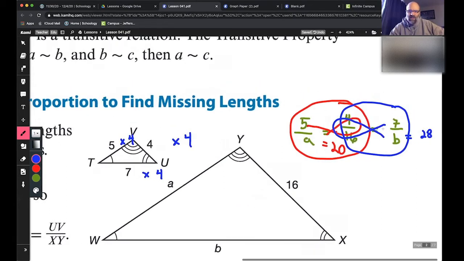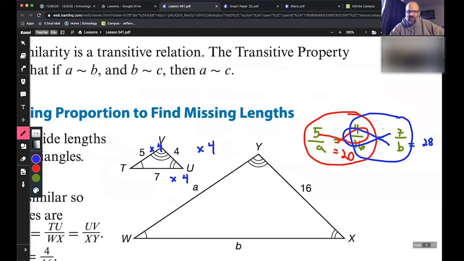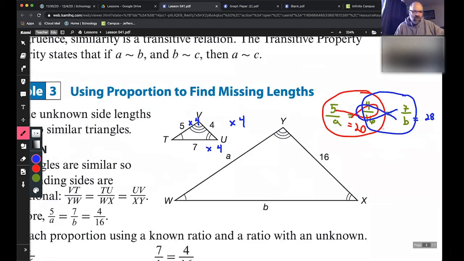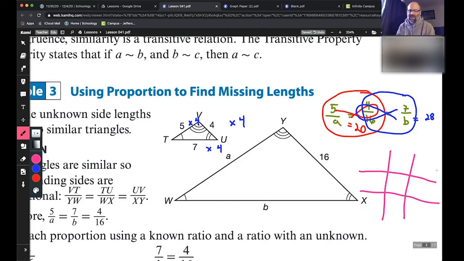Here's the way I would suggest to do these problems. Now, look at all these confusing proportions. You can do that if you want, or you can set up a ratio box. We've done this before in other classes, but this is what a ratio box is. I'm going to set up tic-tac-toe here. You can put all your dimensions in here if you want. You can go vertical or horizontal, it doesn't matter. I'm going to go vertical here: 5, 4, 7.